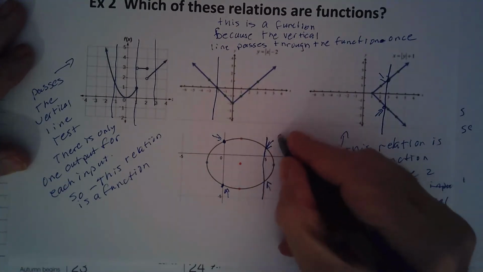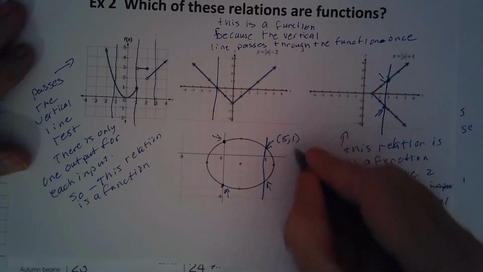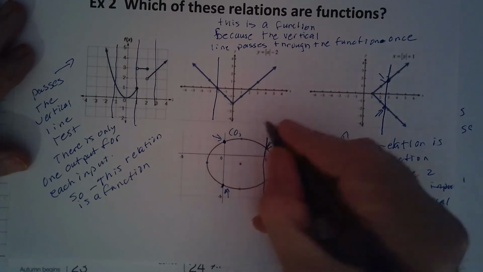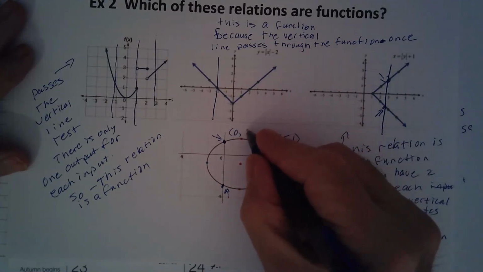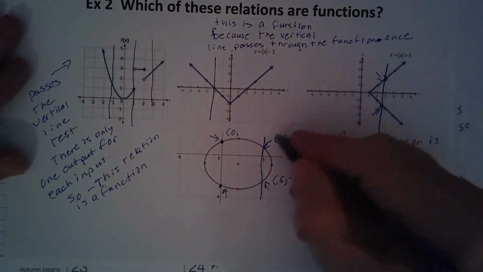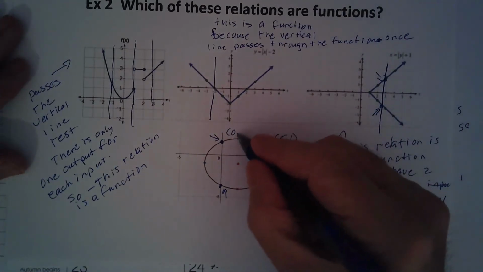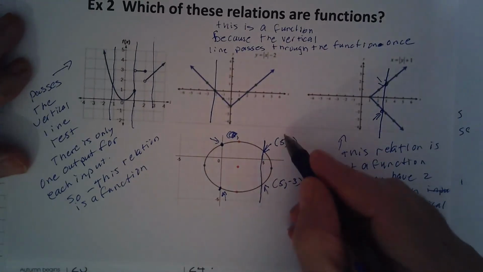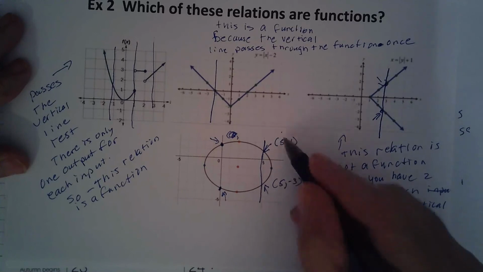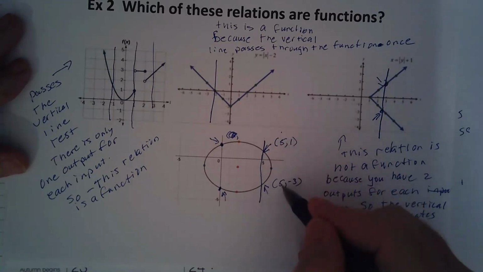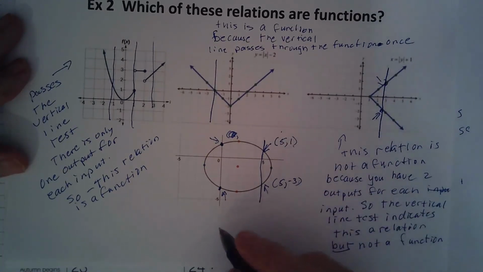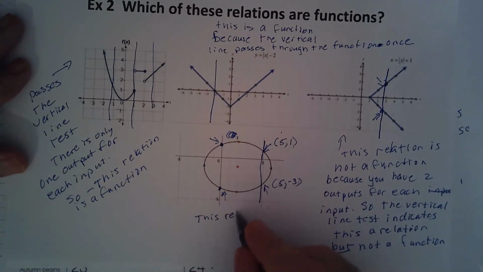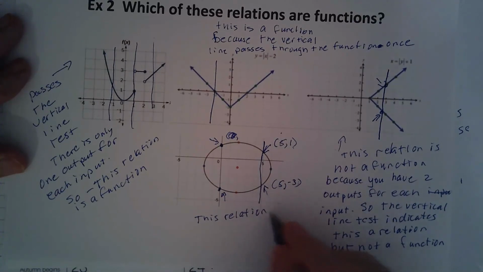So 5, 1, 5, negative 3. This is 0, 1. Well, it's a little bit different. It's a little higher. So I'm not sure what it is, and I'm not going to go into it just by guessing. But the idea is you've got two. You're showing these two inputs. That really means that the input 5 has these two outputs. Okay? So this relation is not a function.